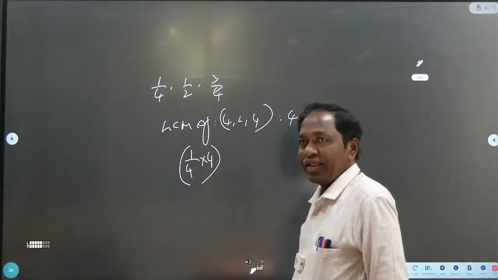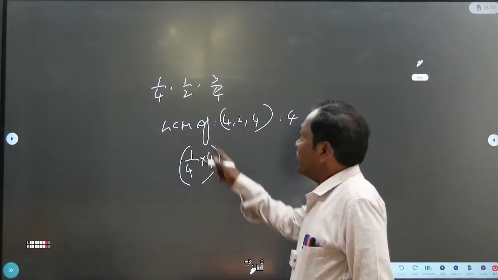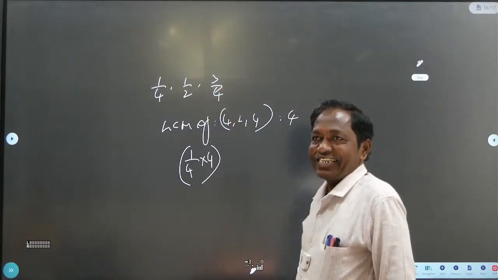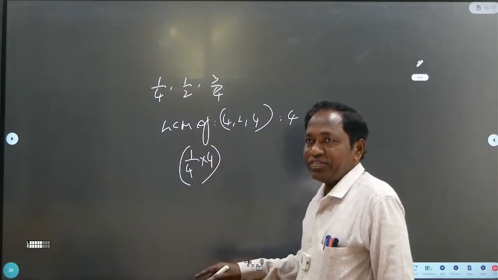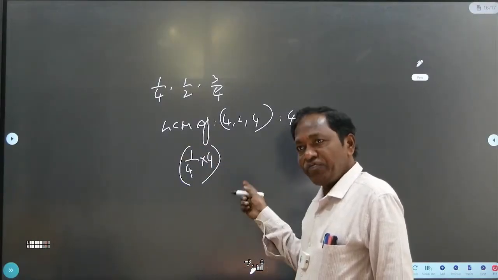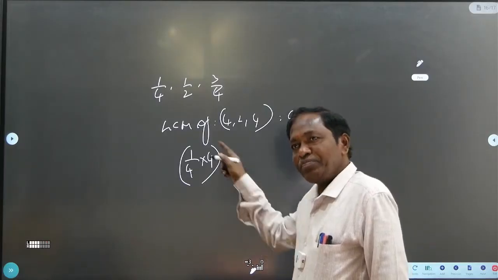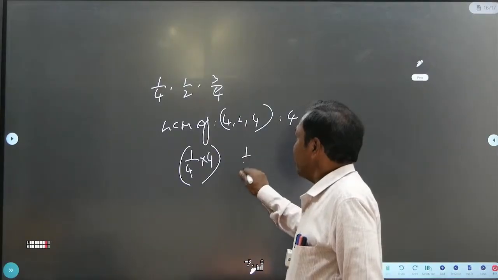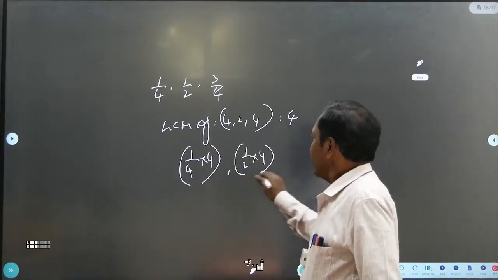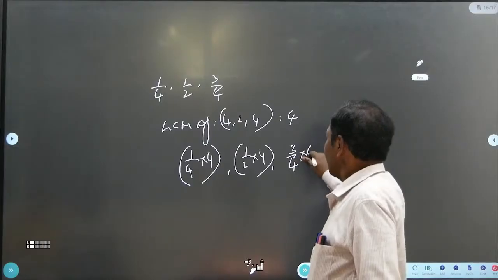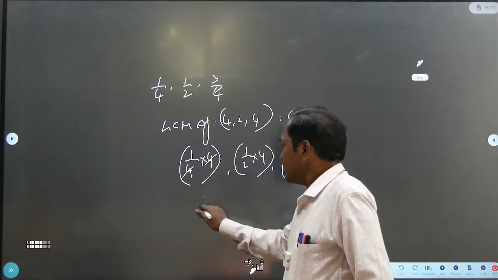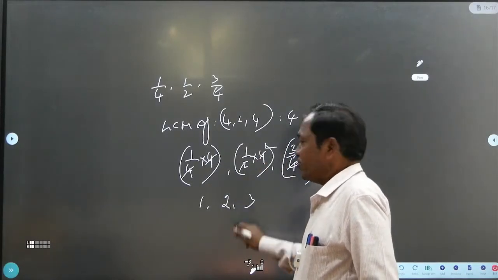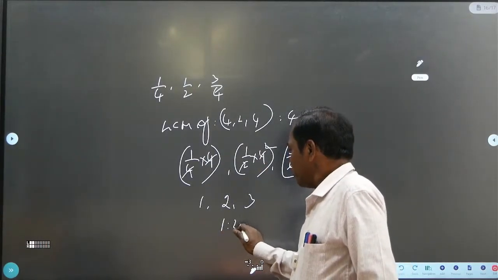Sir, since the denominator already has 4, why will you multiply with 4, sir? Because you are converting these fractions into natural numbers. To convert the fractions into natural numbers, you have to take the LCM of the denominators. That LCM must be multiplied with each fraction. Yes, LCM. Now we can see 1 by 2 into 4, 3 by 4 into 4. And 4 gets cancelled. 1, 2, 3. It means 1 is to 2 is to 3.